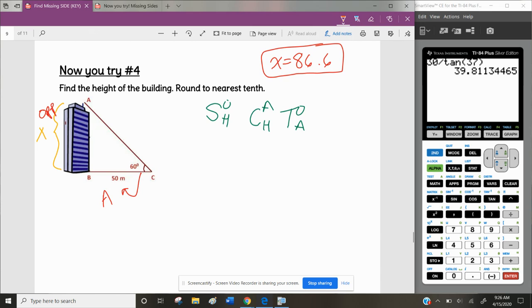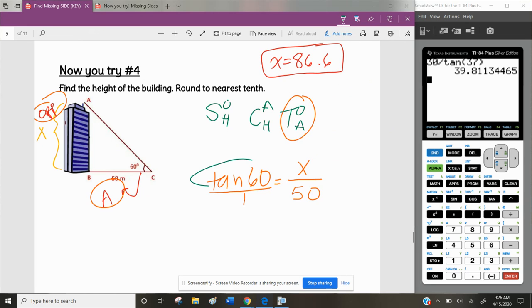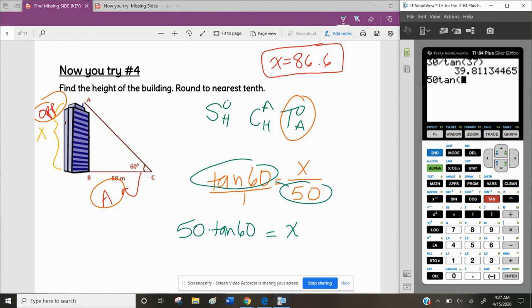For our 4th question here, they gave us the opposite side and the adjacent side, so that is tangent. So tan 60 degrees equals our opposite, which is our unknown x, over our adjacent, which is 50. We put that trig tangent over 1. When I cross multiply, that is simply 50 times the tan of 60. Notice the degree measure is always with tan, cosine, or sine. 50 tangent 60. And we get 86.6 when rounded to the nearest tenth.